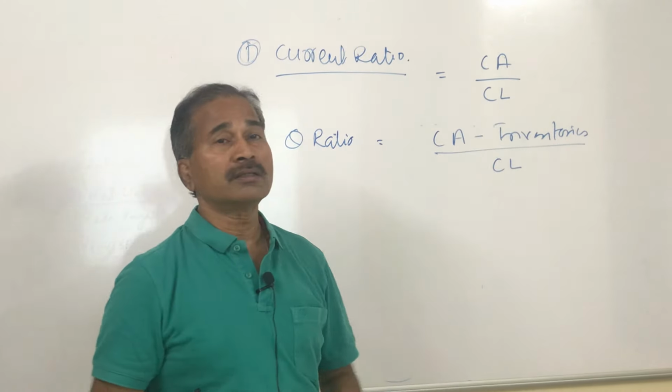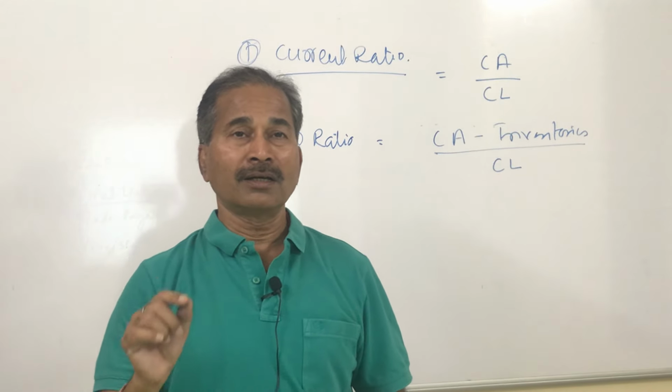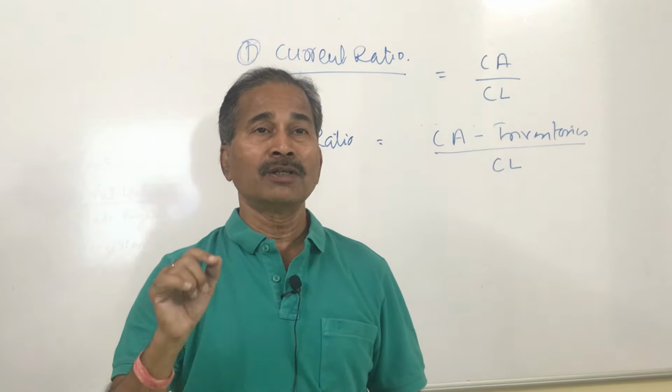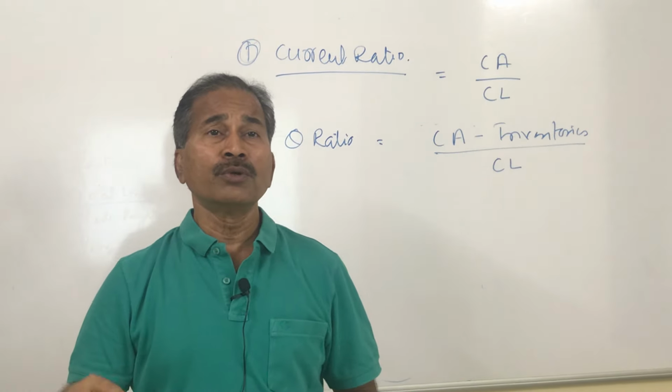So you will take current assets minus your inventories divided by the current liabilities, and that will give you your quick ratio.